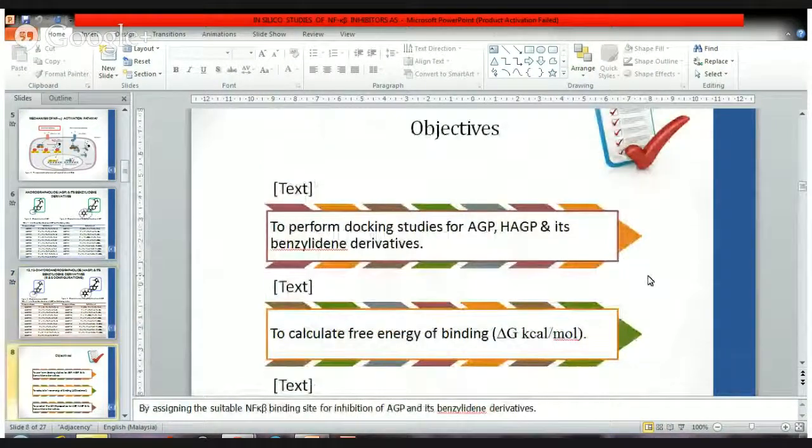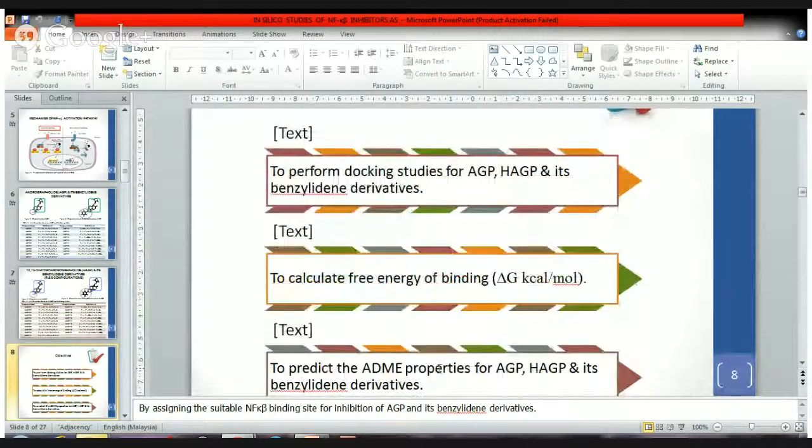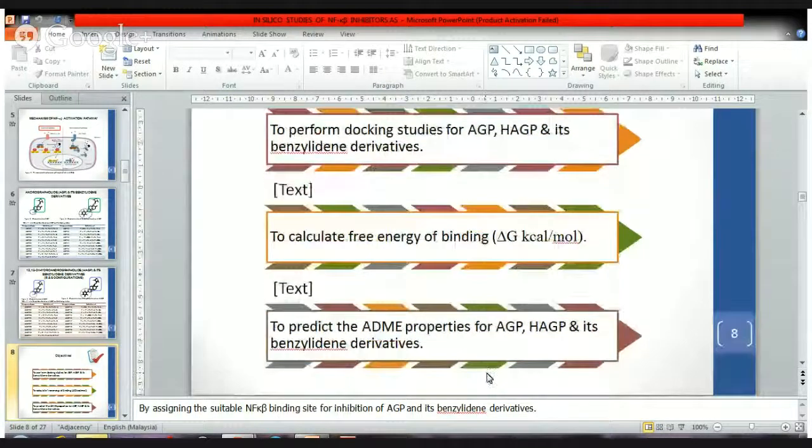The objective of the study is mainly to perform docking studies for AGP, HAGP and its benzylidene derivatives, followed by calculating the free energy of binding, to identify which molecules form the most stable interaction with the target, where in this case I've used the DNA binding site of P65 as my target. And finally, to predict the ADME properties of the 66 molecules that have been docked, in order to identify if they show any drug-likeness properties.